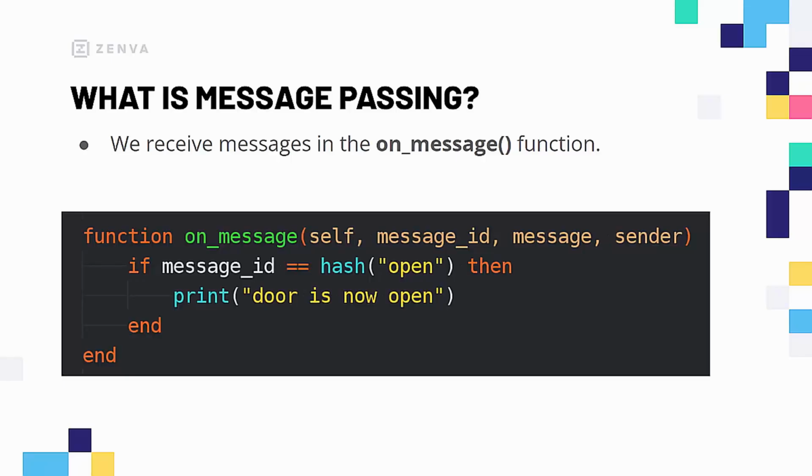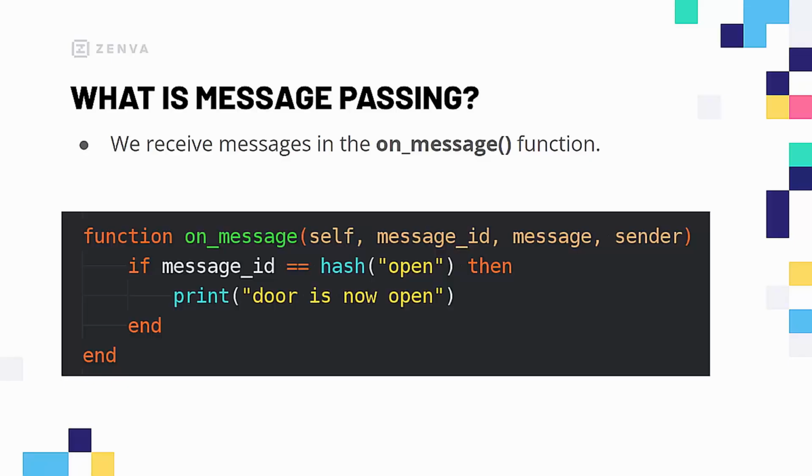We've already created this, so we have seen it before. But basically, inside of this function, we would have an if statement like this, where we would check the message ID to see if it is open. And if that is the case, we would then do whatever we needed to do. So this is basically a way of sending out messages from one script to another script, and we can send over any sort of data that we wish.